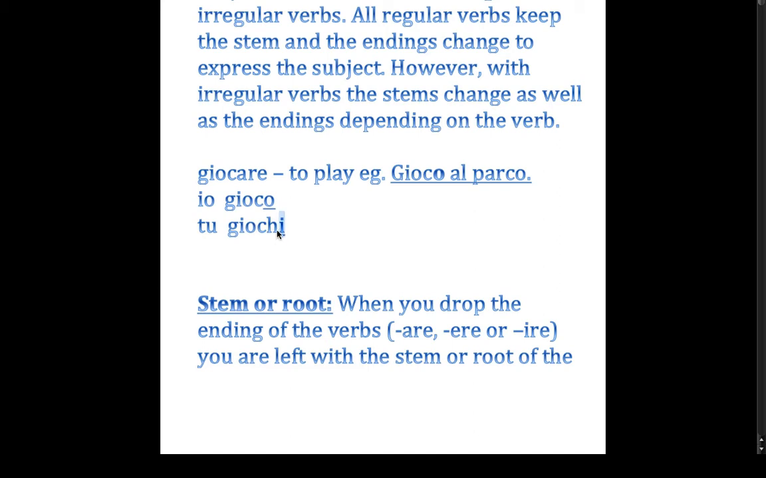We have to add an H with this verb giocare because otherwise it won't sound correct. It would sound like "gioci" instead of "giochi." There are some exceptions with these verbs. So if a verb has a G or a C before the ARE, IRE or ERE, you just need to make sure that if this needs to change to an H, you add an H in there.